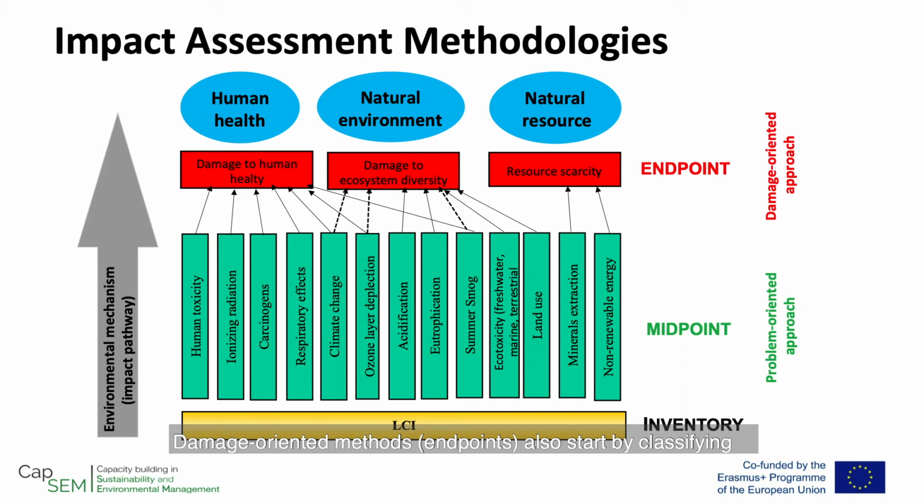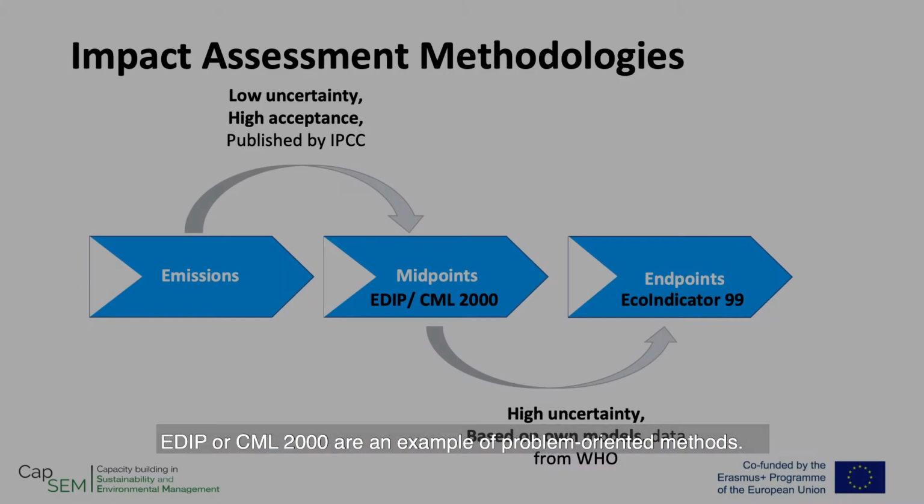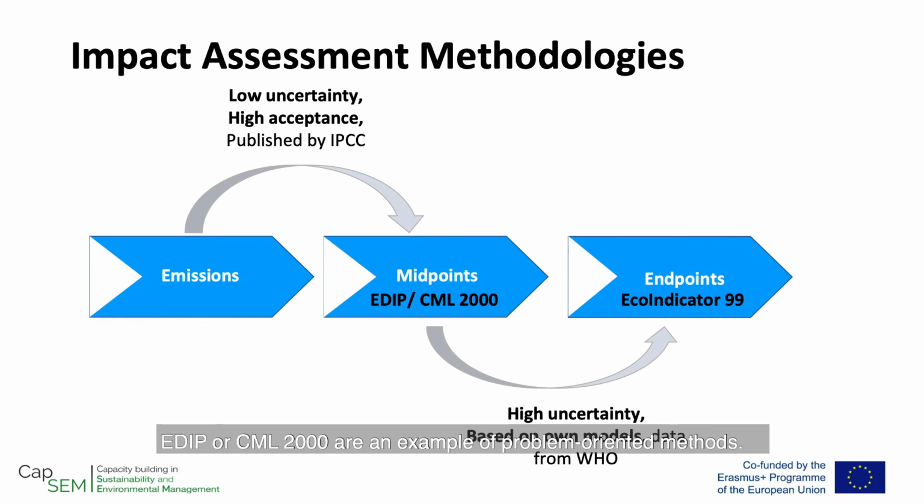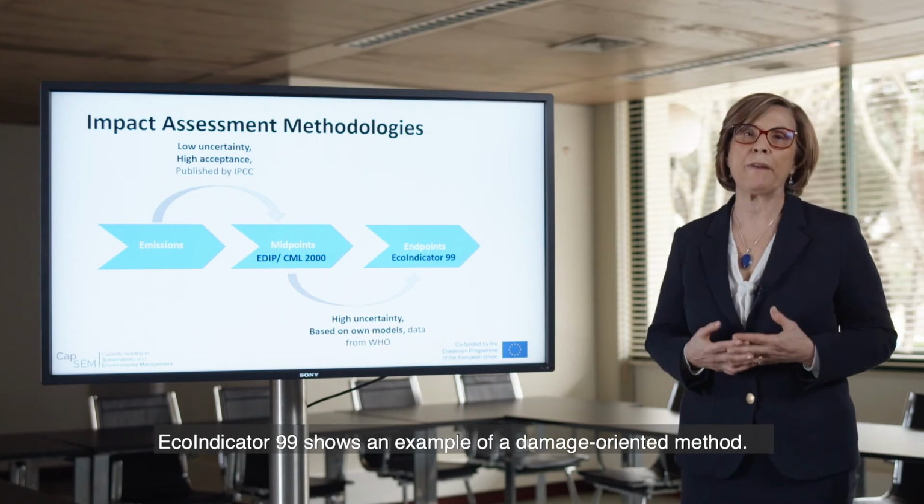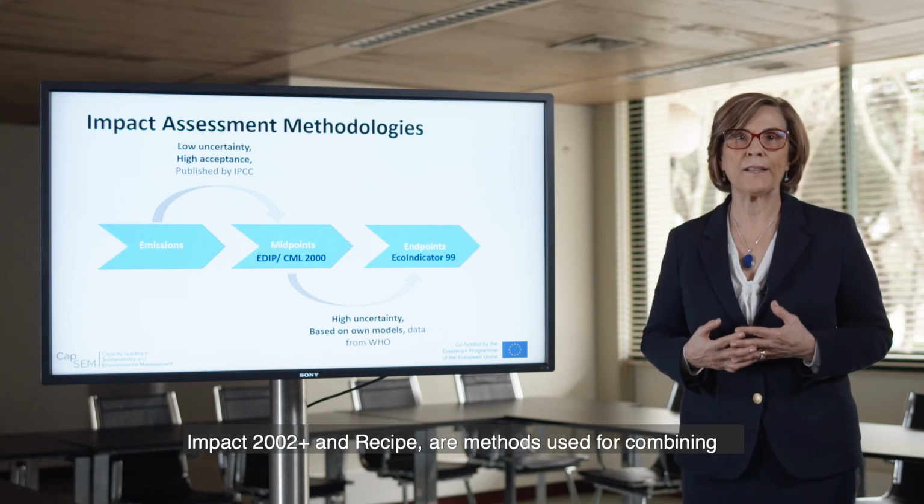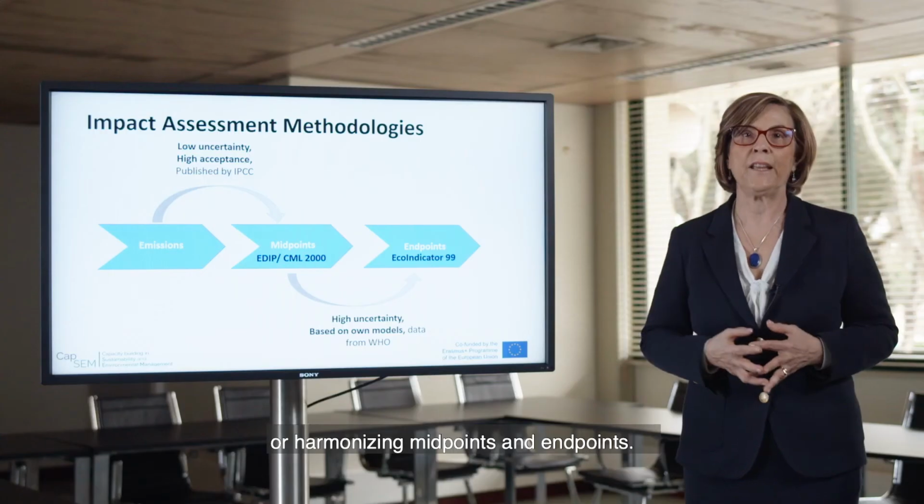Damage-oriented methods, the endpoints, also start by classifying a system's flows into various environmental themes, but then model each environmental theme's damage to human health, ecosystem health, or damage to resources. The degree of uncertainty increases from mid to endpoints. EDIP or CML 2000 are an example of problem-oriented methods. Eco-indicator 99 shows an example of a damage-oriented method. Impact 2002 Plus and ReCiPe are methods used for combining or harmonizing midpoints and endpoints.